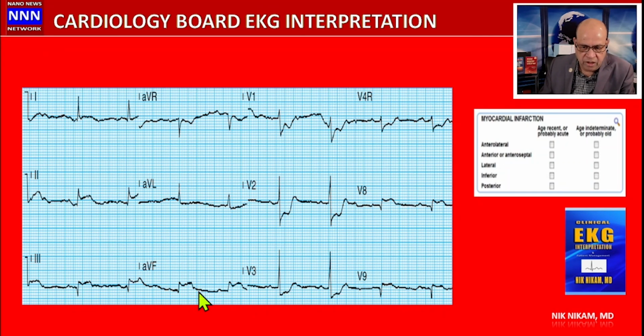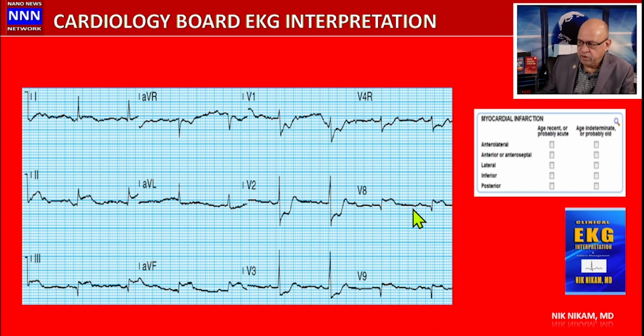The next item we need to look at is what are the regions that are involved here. We have the inferior region as it is seen in leads 2, 3, and aVF. And along with that, we also have the lateral chest leads, which also show, of course, the development of Q waves and ST segment elevation and a T wave inversion. So we have an inferolateral myocardial infarction.